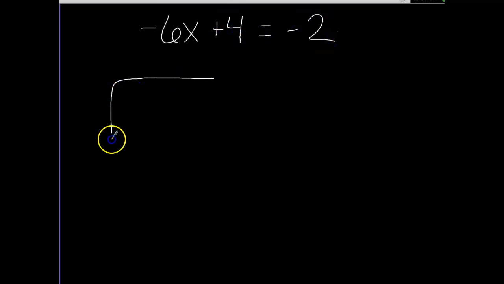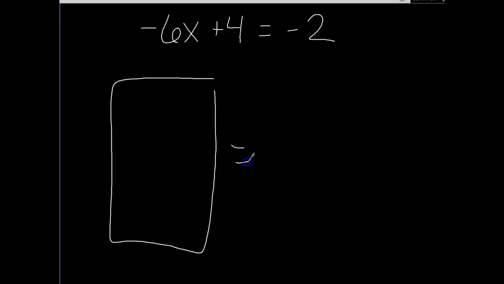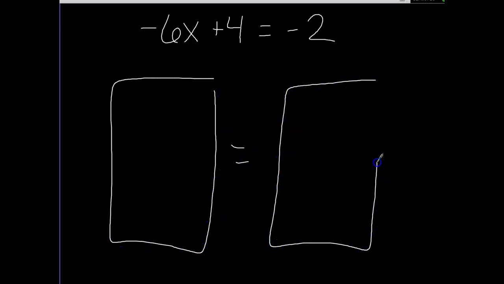All right, next one is a little different. We have negative 6x plus 4 equals negative 2. So this time I have negative 6 x's and 4 positives. And on the other side I have 2 negatives.